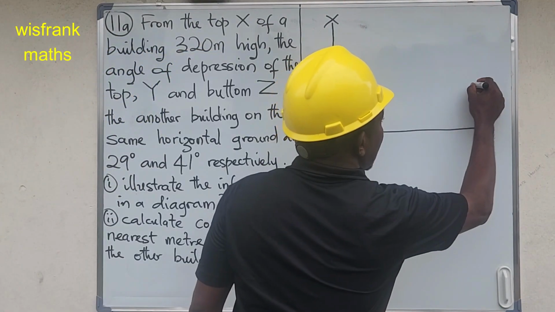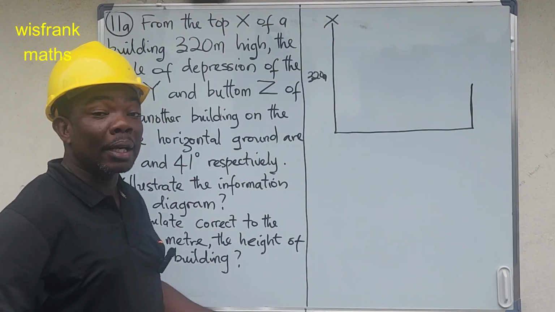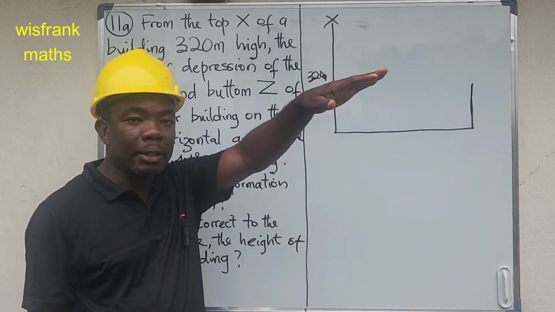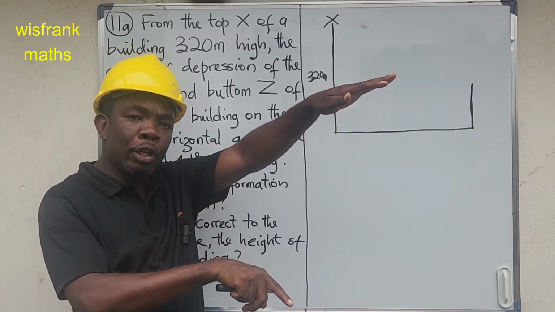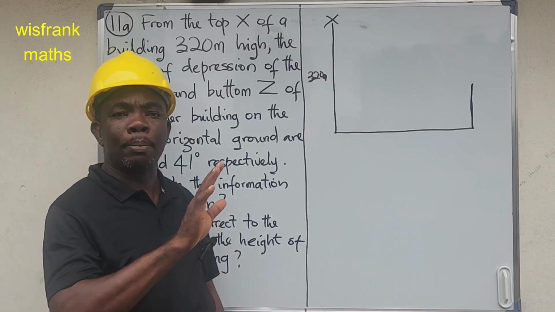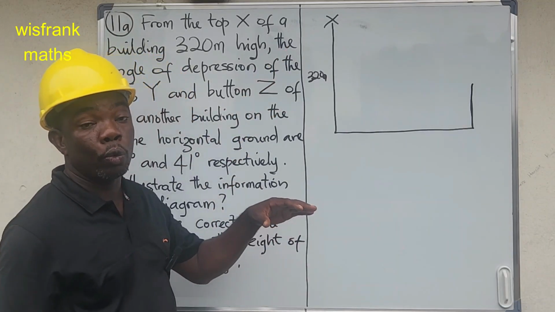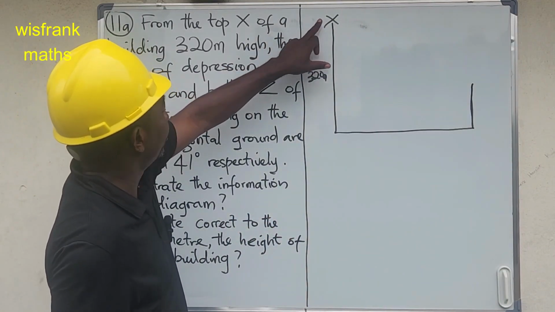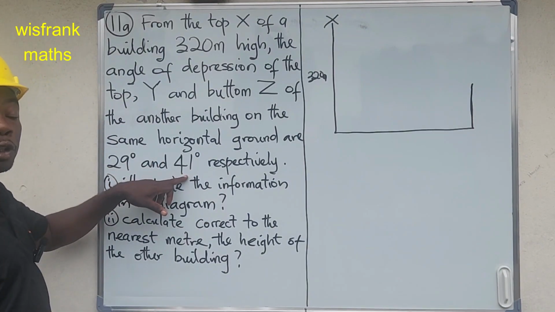Let's say this is another building, the height of the building. It says an angle of depression. What is angle of depression? An angle of depression is when you have a horizontal plane and an angle falls below the horizontal plane, that is angle of depression. When the angle goes above the horizontal plane, it's called angle of elevation. Now we are working with angle of depression. So from the top of building X, an angle of depression is formed. Those angles of depression are 29 degrees and 41 degrees.